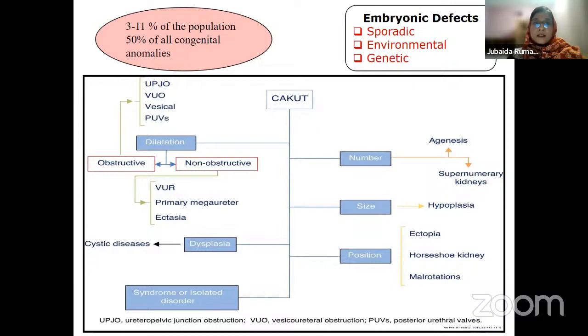These CAKUT are divided according to pathogenesis. The most common is the dilatational defect, which could be non-obstructive or obstructive. Sometimes there are defects in number, sometimes in size, and sometimes there is dysplasia. My next speaker will discuss those topics. Today my topic is on the positional defects, like horseshoe-shaped kidney, ectopia, and malrotation.